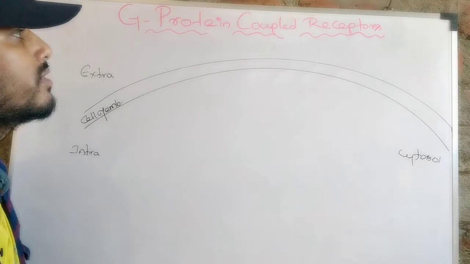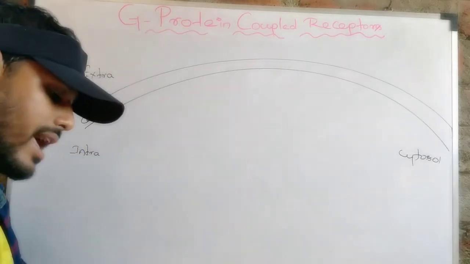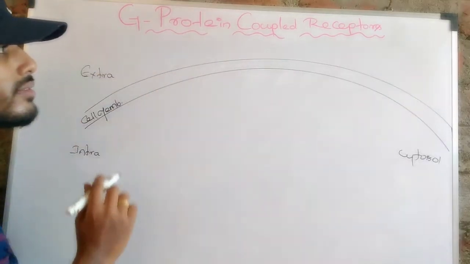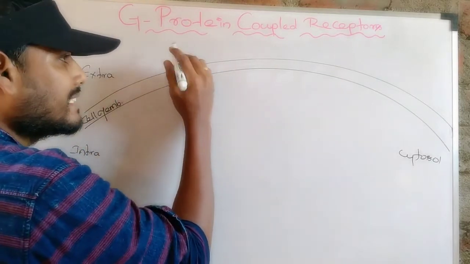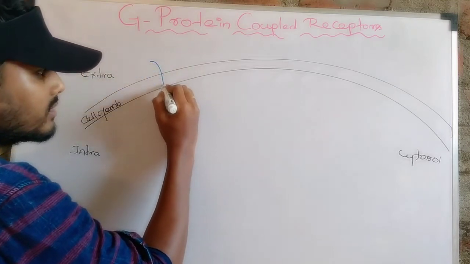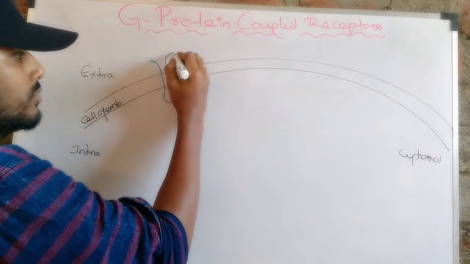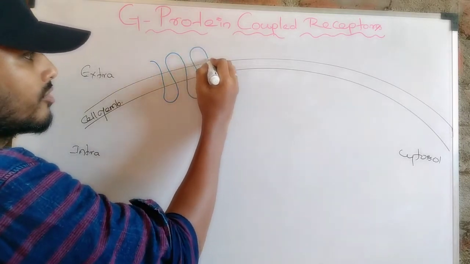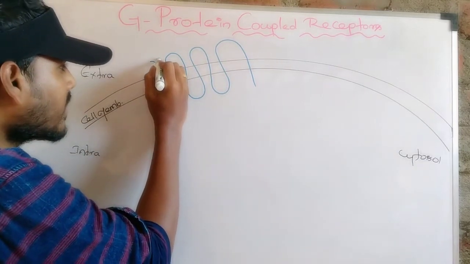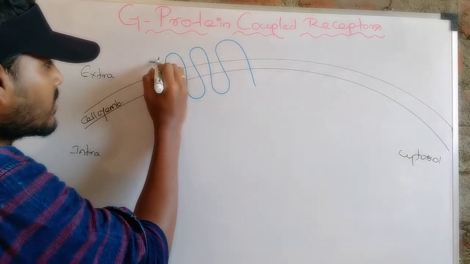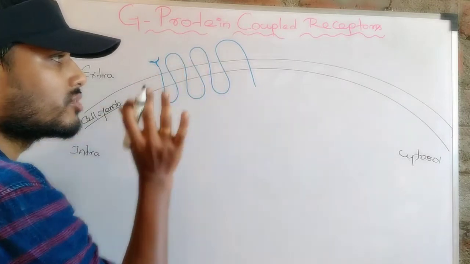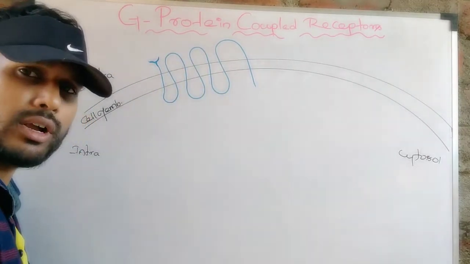G protein coupled receptors are also known as 7 transmembrane protein receptors. Why do they call them 7 transmembrane protein receptors? Because this type of receptor is made up of 7 transmembrane segments. So count it: 1, 2, 3, 4, 5, 6, 7. This is the binding site outside of the cell, the binding site of G protein coupled receptors. A ligand molecule will give some signal to the particular type of receptor.